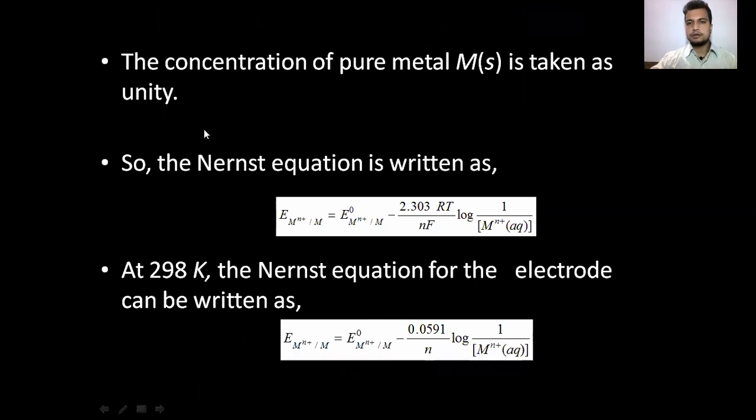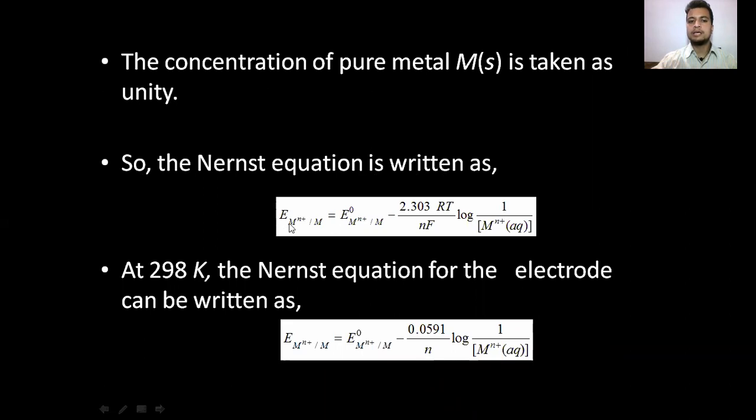The concentration of pure metal M(s): whenever there is pure metal, remember that in any electrode reaction or cell reaction, the concentration of pure metal is always taken to be unity. Always remember that the concentration of pure metal is taken as unity. So if we take it as unity, the Nernst equation is written so that the metal concentration will become 1.